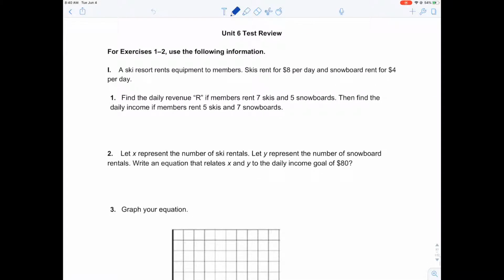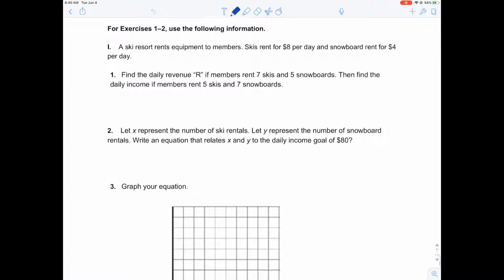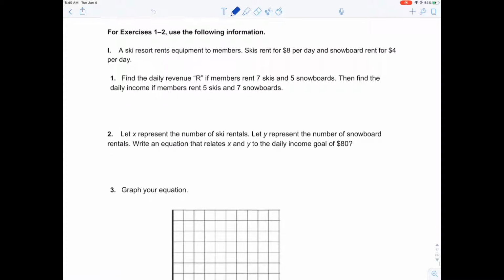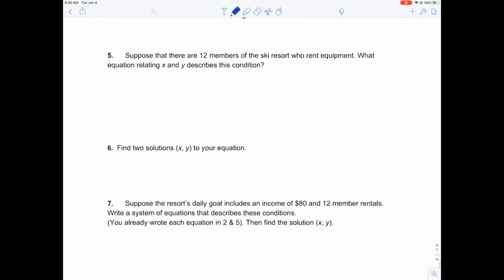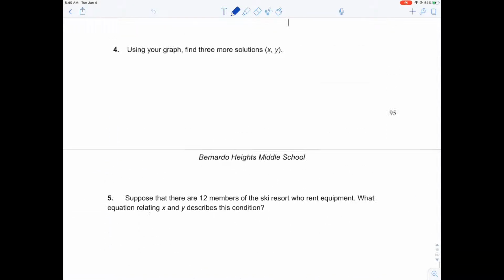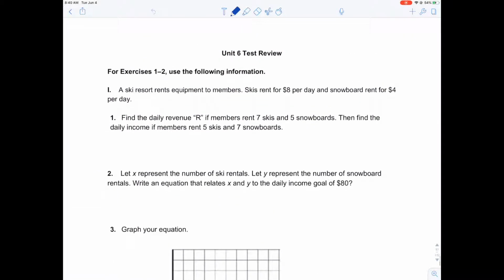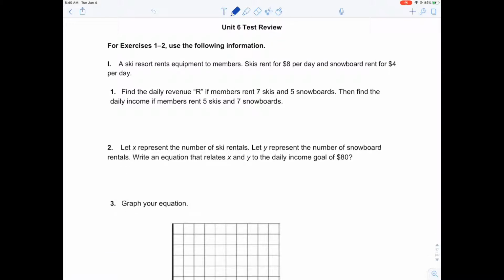All right, let's get into it. So it says for exercises 1 and 2, we're going to use the following information. A ski resort rents equipment to members. So skis rent for $8 per day, and snowboards rent for $4 per day. There are a lot of grammar issues here. Find the daily revenue, R.